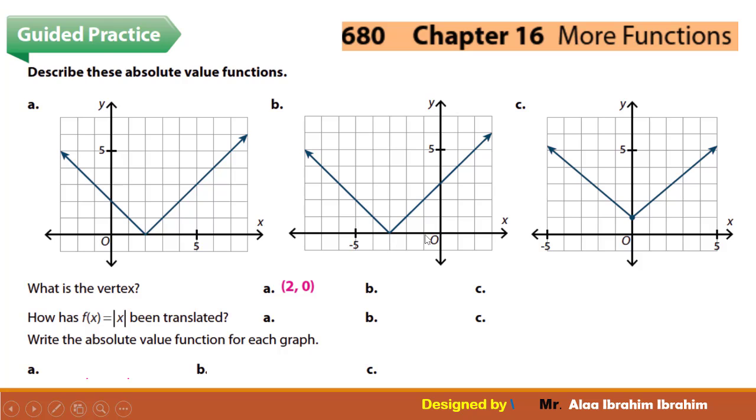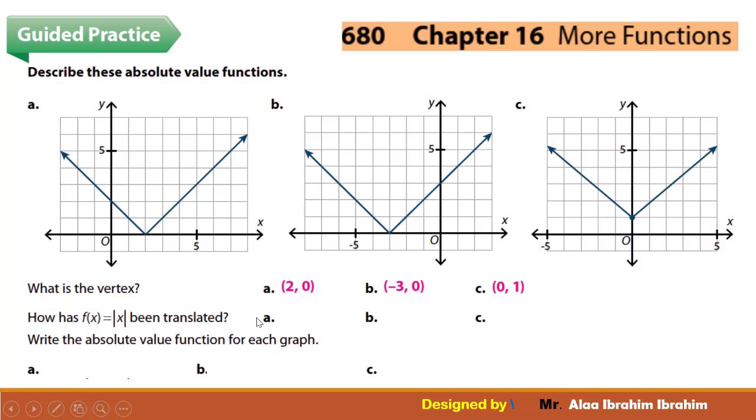Here is 1, 2, 3 negative. So negative 3, 0. And here 0, 1. So 0, 1 is my vertex. Now the other description: how has f of x, the absolute value of x, been translated?